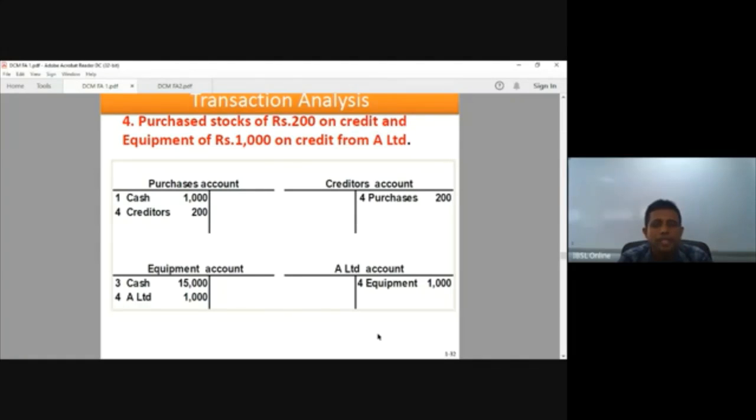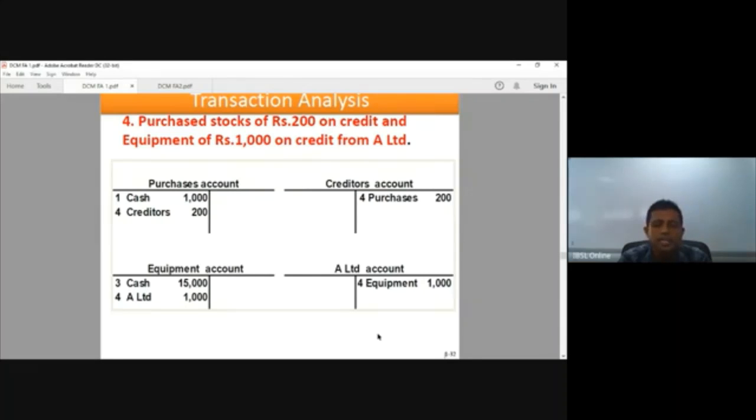Go to number 4. First transaction we'll take, that is credit purchases. Whether you are purchasing on credit or cash, you have purchases. Therefore, purchases is an expense to the entity. The mode of purchasing doesn't matter when it comes to accounting for purchases. Purchases is purchases. Whether it is on credit or cash, purchases is an expense. Therefore, you have to debit the purchases account. Expense increase, purchases you have to debit.